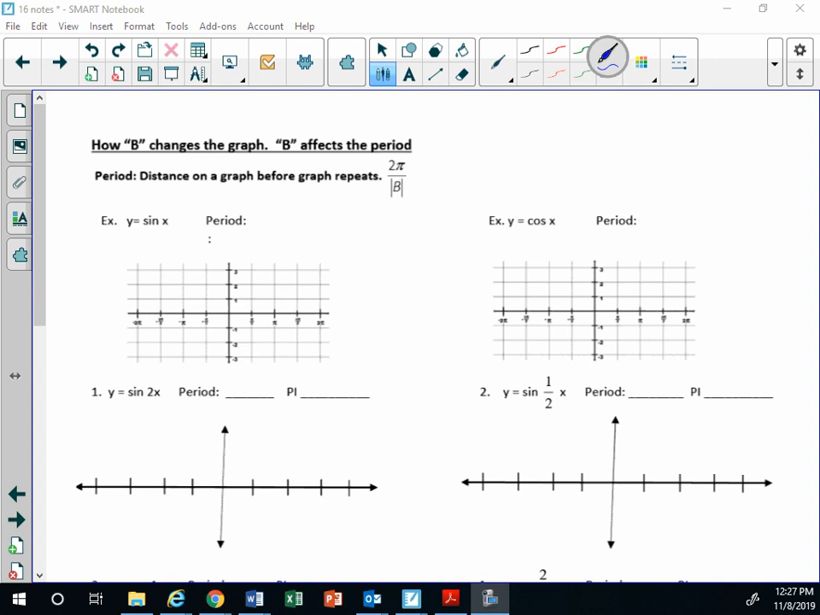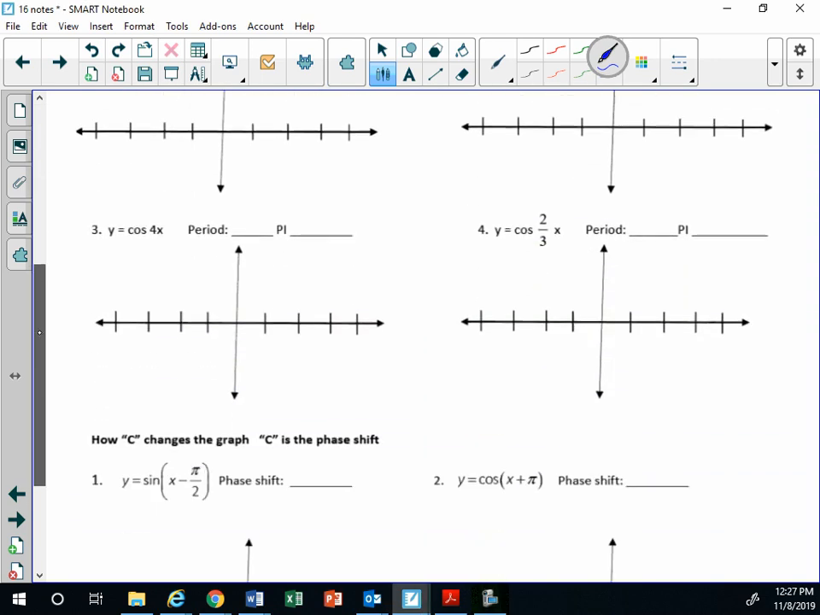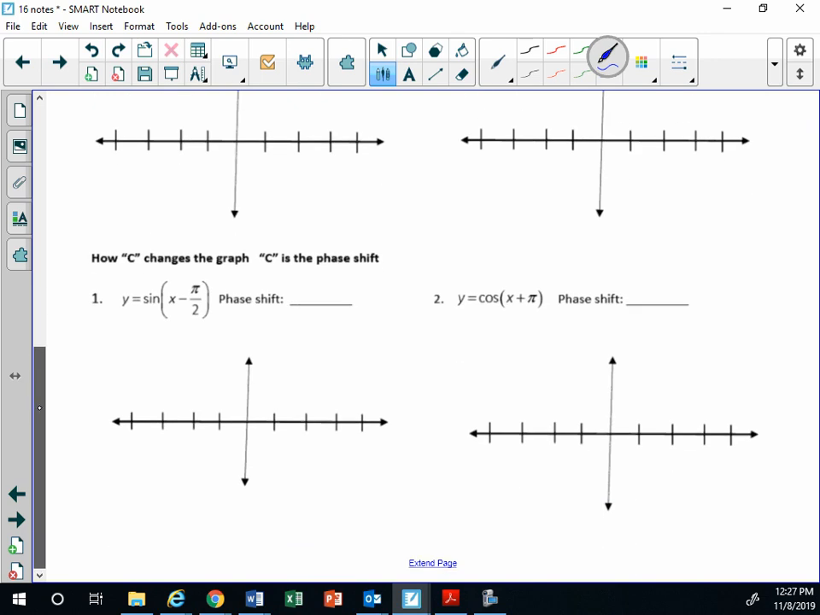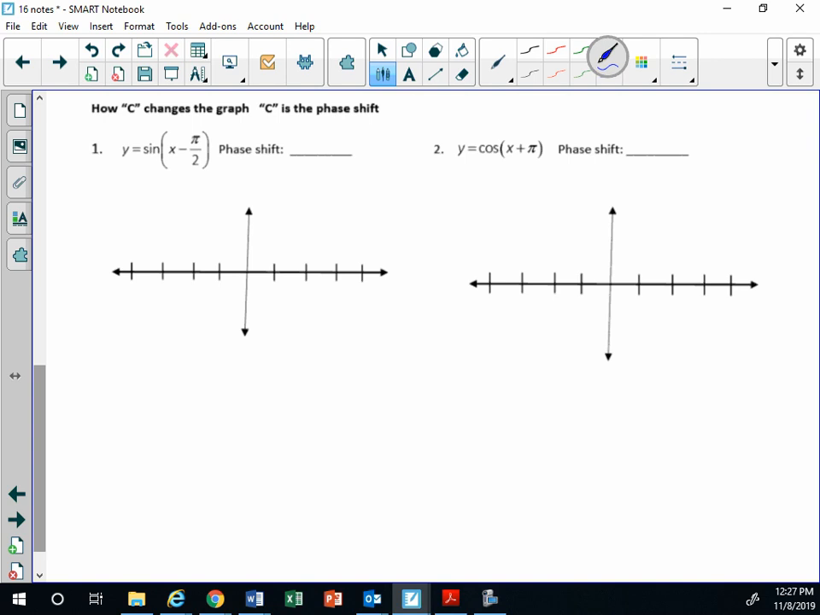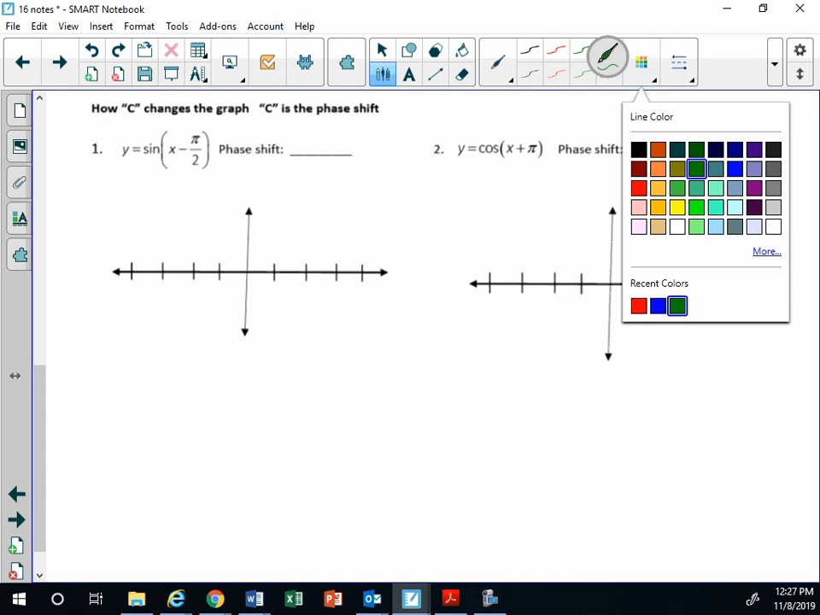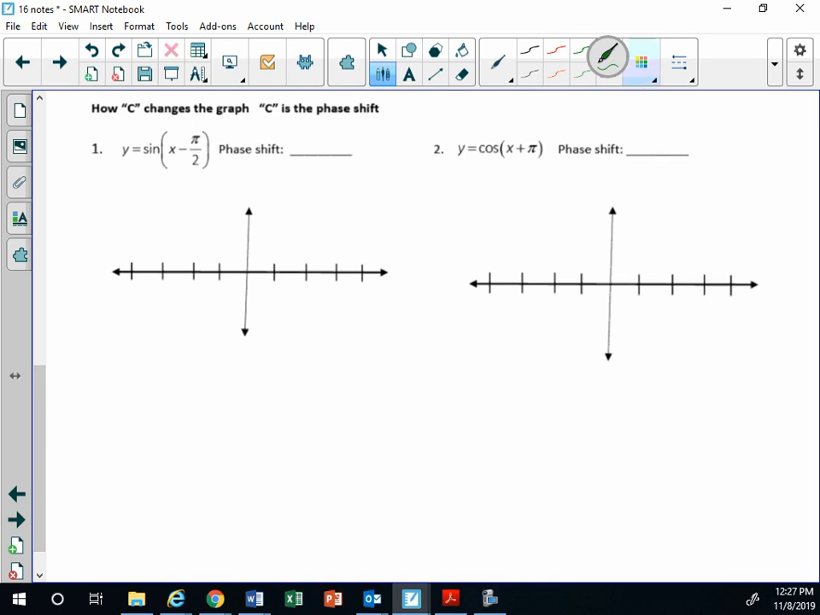We are actually going to start partway down the page. We'll do the B part last. All right, so we're going to start where it says how C changes the graph. So C is our phase shift. So we're going to start by labeling our X and Y axis again. Nothing has changed yet with the labels.